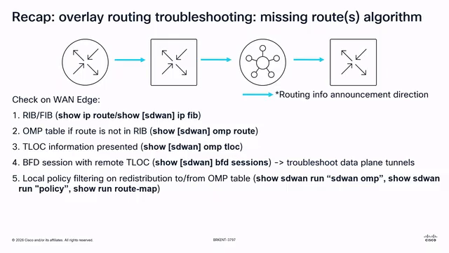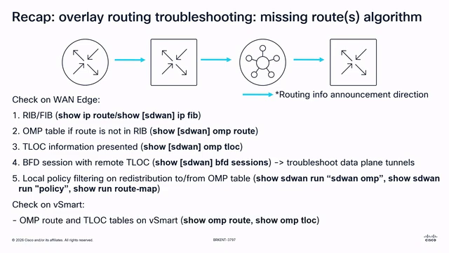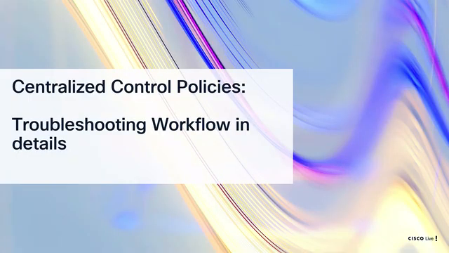Also possible. On vSmart, from a routing perspective, if we checked the policies already, we just verify the route table and TLOC table, because vSmart does not care. It does not install information from the OMP table into its own routing table, right? Quick recap of the routing, let's move on. Back to centralized control policies.